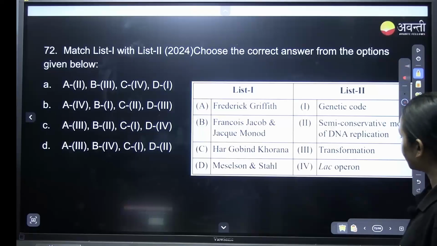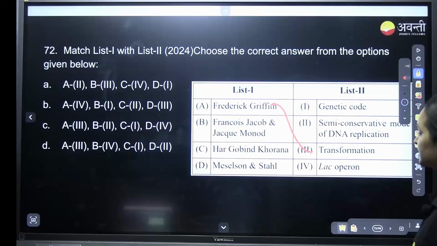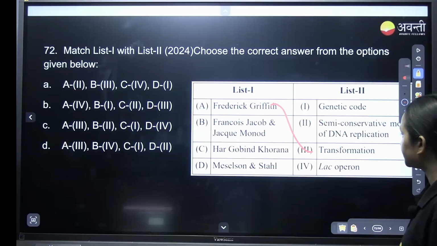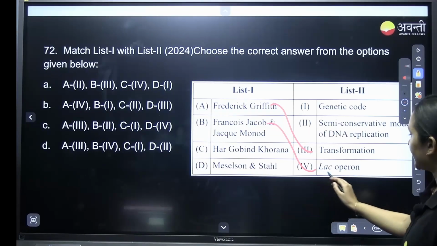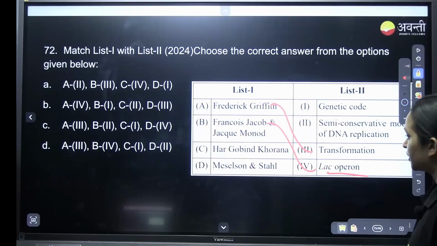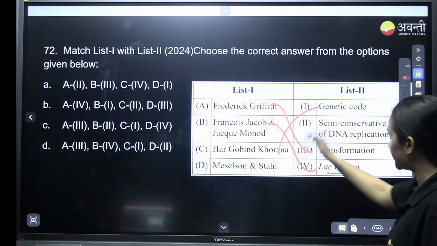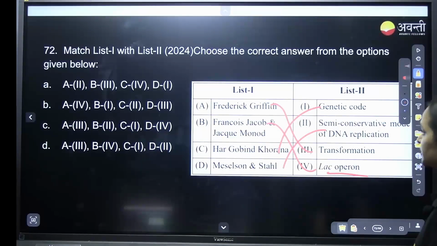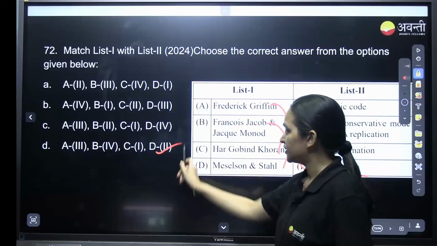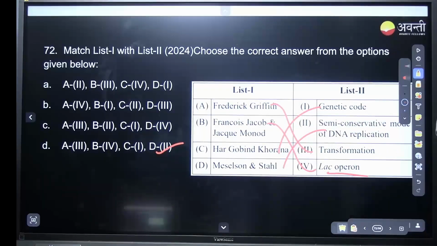Match. Frederick Griffith, transformation. Francis Jacob and Monod, the lac operon. Hargobind Khorana, genetic code. And Meselson and Stahl, semi-conservative replication. So D is the correct answer. Very good.